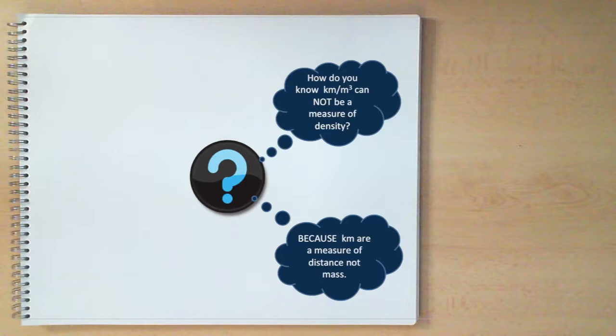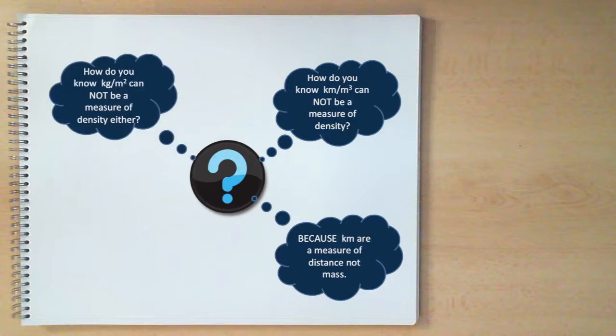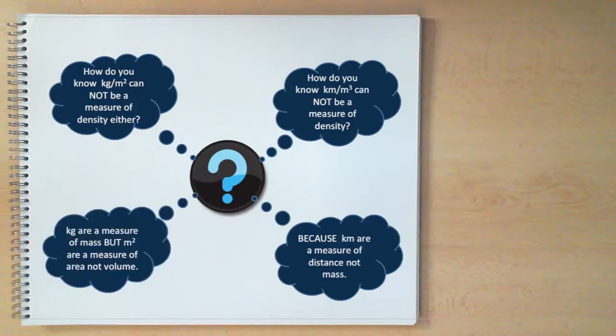So let's ask another question. How do we know that kilograms per meter squared cannot be a measurement of density either? Well, this is a tricky one actually, because kilograms are a measure of mass, but meters squared is a measure of area and not of volume. So it's not a measurement of density of an object. However, it could be an area density, like sometimes if you look on packs of paper, the density is given in mass per area of the paper. So it's important you're able to distinguish when the units are telling you that you're dealing with a density or a different kind of measure.